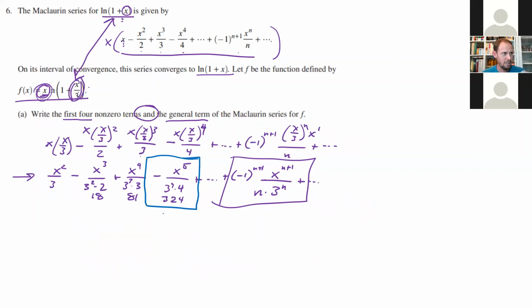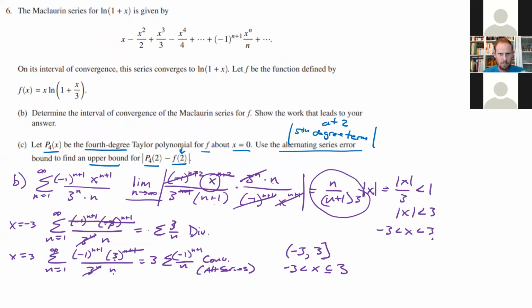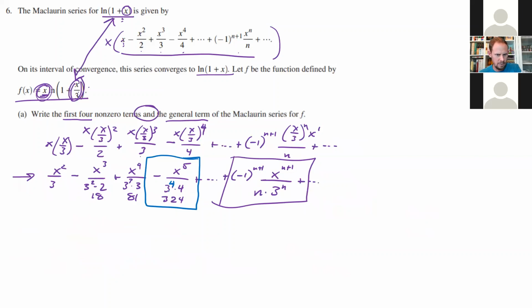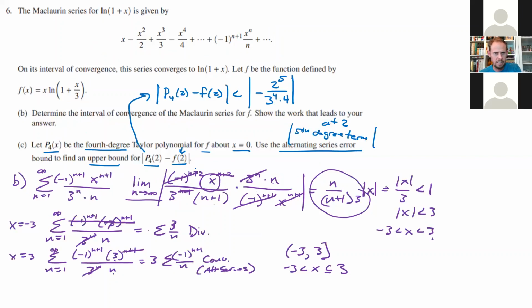Cool. That's what we're going to plug into. And this was 3 to the 4th down here, if I remember. All right. So we want to say, let's see if I can just write it up here. The absolute value of P sub 4 of 2 minus f of 2 should be less than the absolute value of that 5th degree term, which was negative. And then it'll be 2 to the 5th over 3 to the 4th times, what was it, 4 or 5? Was it 4, I think. Let's go back and just look. Yes, 3 to the 4th and 4, x to the 5th, yes. All right, so that's our guy right there.